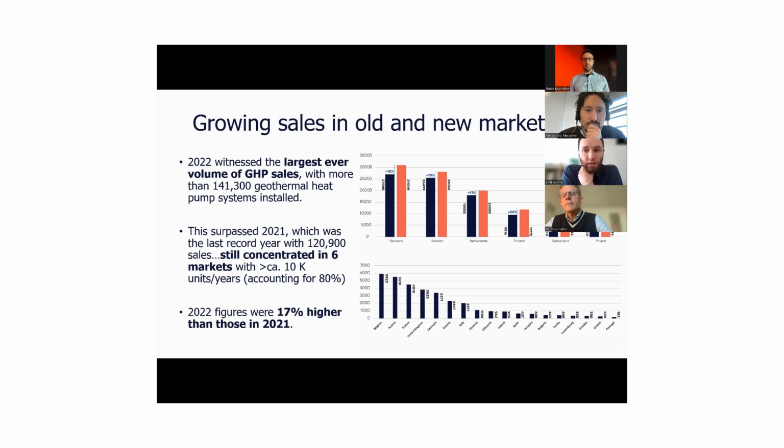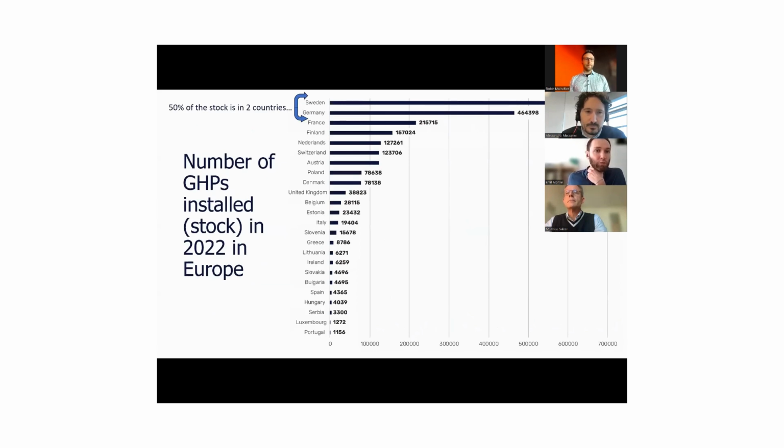And here you can see that we have the big 6 markets, both in terms of new sales and installed stock. So it's mainly the Nordics, like Finland and Sweden, but Germany remains, for example, the largest market. But in the second graph, you can see that also other countries have seen an increase in sales of heat pumps. Here you can see the number of installed stock, and Germany and Sweden are the biggest markets, also in terms of absolute numbers.